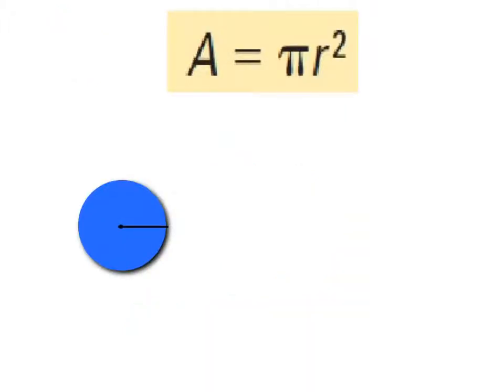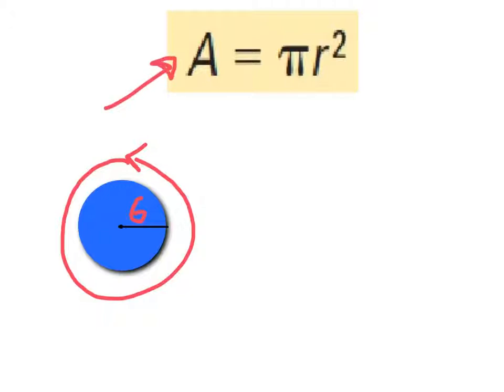So let's put it into action here. We have a circle here with a radius of, let's say, 6. Now, with the other formula, we would have had to find the circumference all the way around as well. But with this formula, the simplified version, we don't. We already have everything we need.